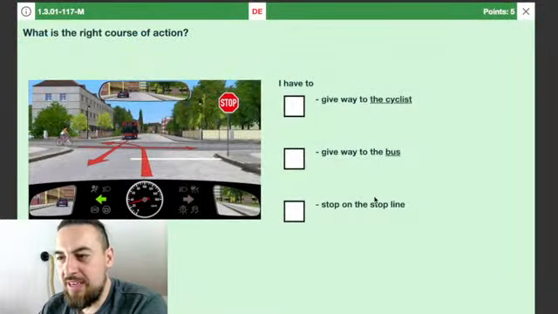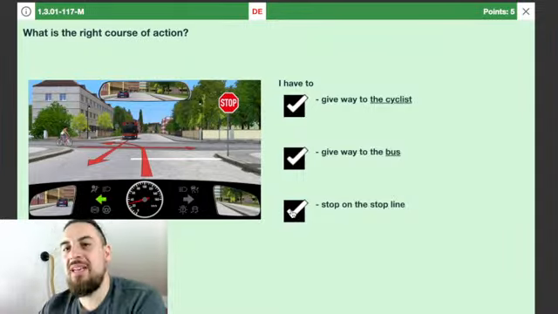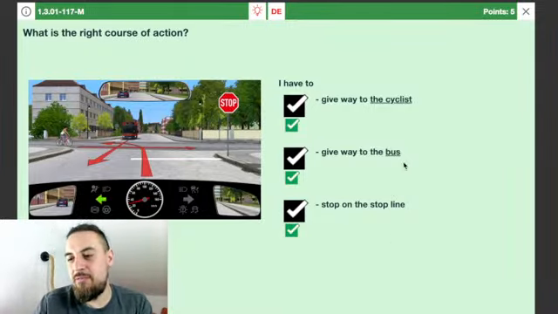What is the right course of action? I have to give way to the cyclist. I have to give way to the bus. I have to stop on the stop line. 1, 2, and 3. Okay, let's have a look. I have to give way to the cyclist. Definitely give way to the bus as well. And I have to stop at the stop line. Exactly, it's all 3. You're right.